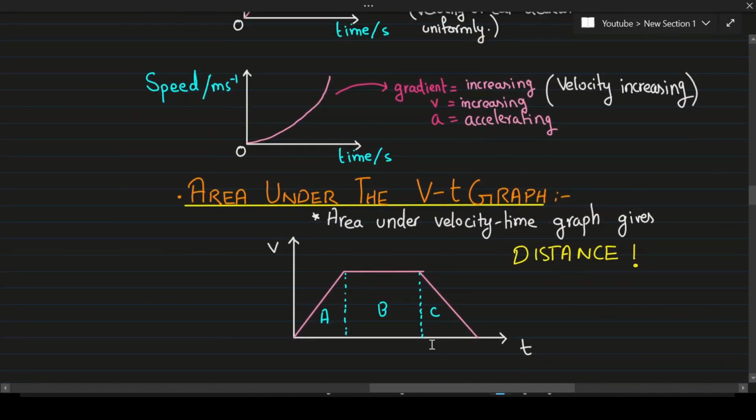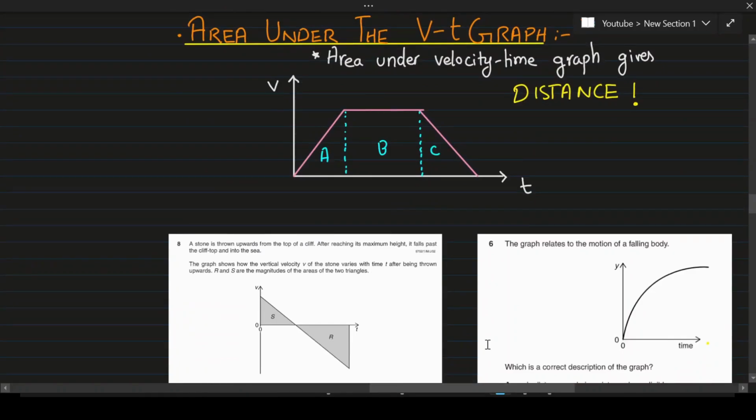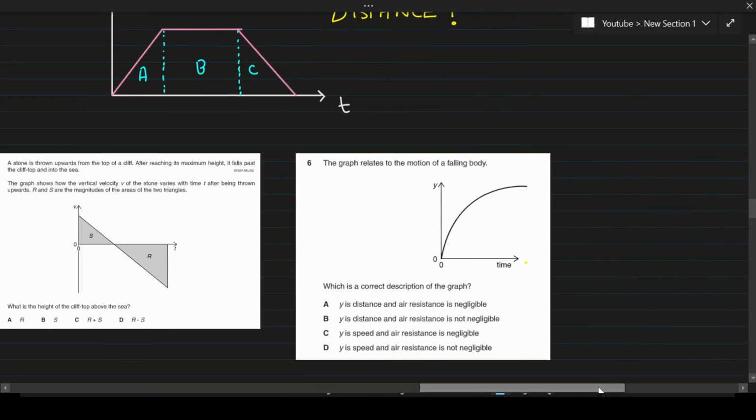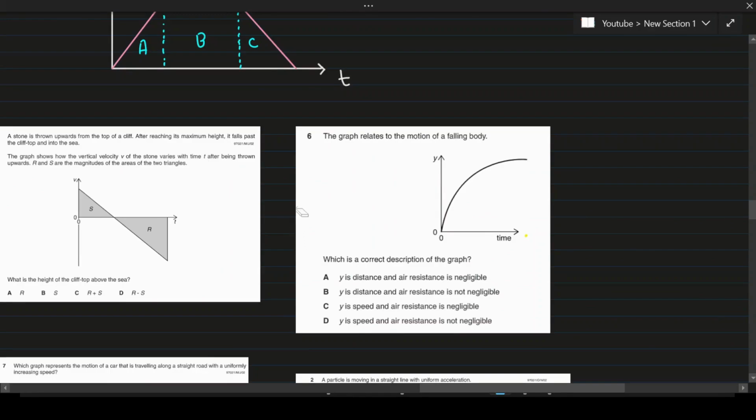Now let's do some MCQs related to what we have studied so far so that we can get an idea. The first MCQ is this one, which shows the graph relating to the motion of a body falling. This is Y, so what is the correct description of the graph? Y is distance and air resistance is negligible? No, Y could not be distance.